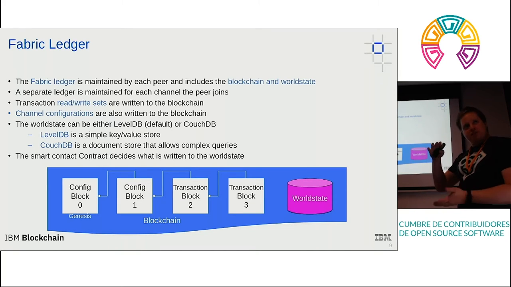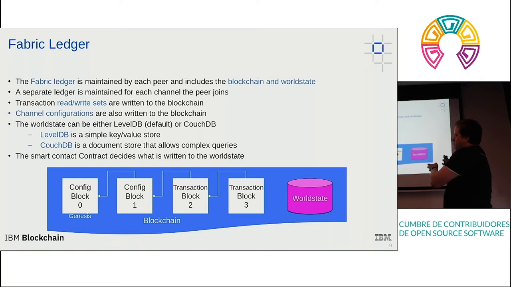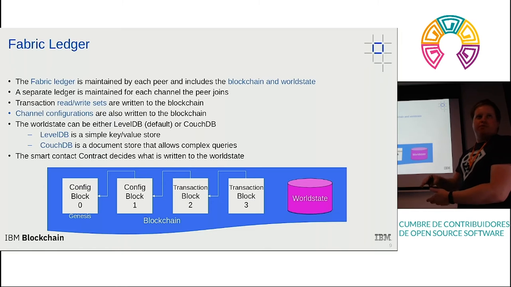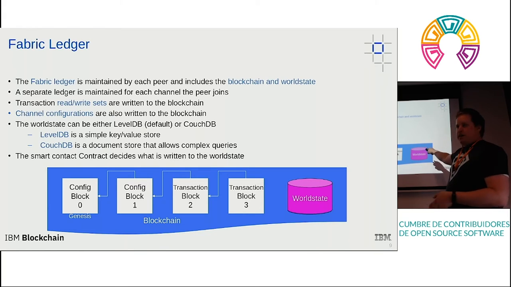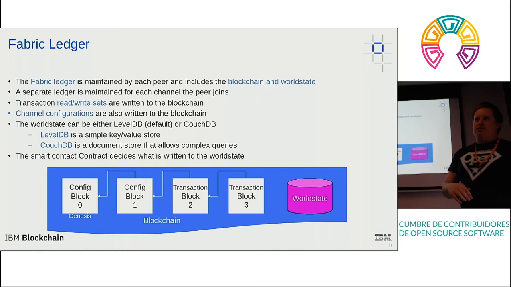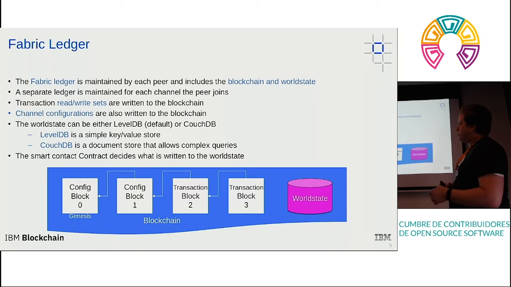The orderer packages them up, sends them back to the peer, who will validate that the block is made up of valid transactions, validate each individual transaction inside, and then finally it will write a new block, and it will write the update to the world state. So the updates happen after you've actually run the transaction. They don't happen during it. So this leads to some interesting decisions you have to make while writing your contracts.